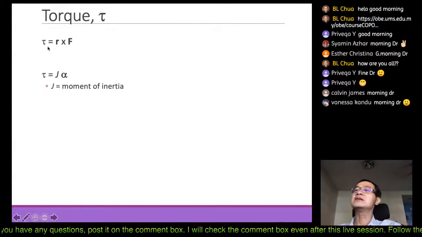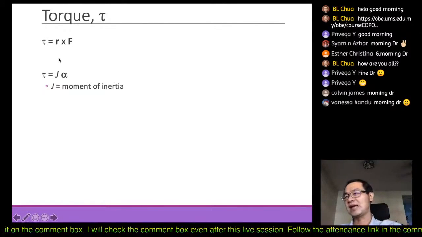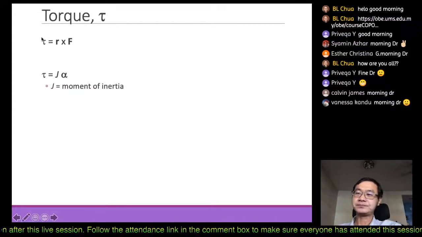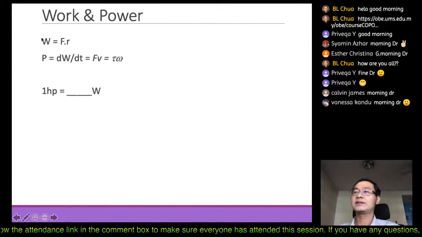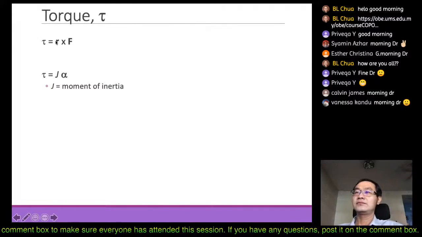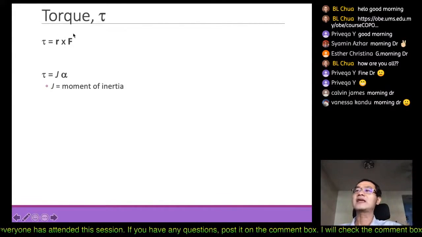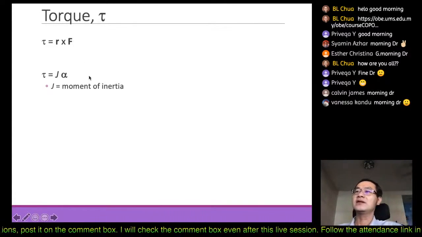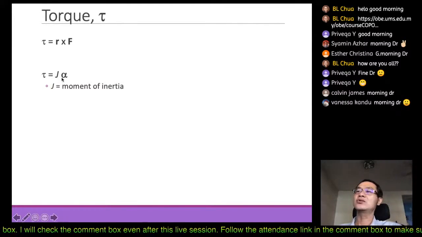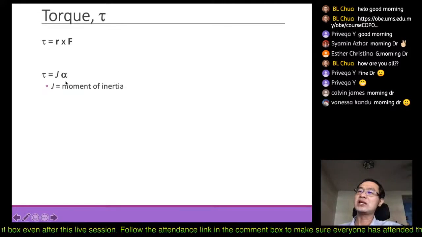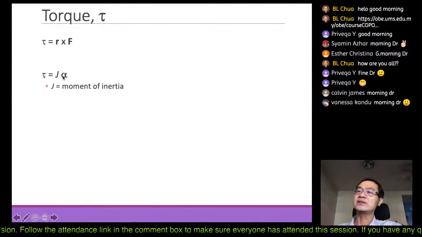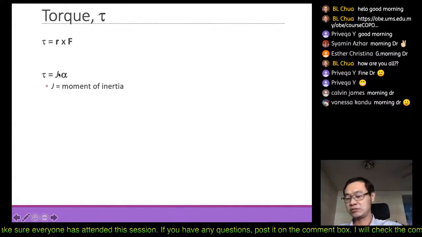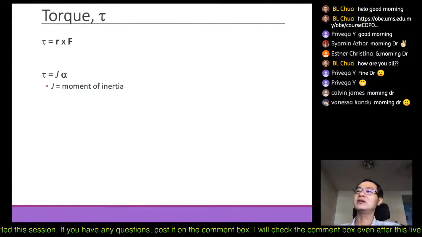The motor should be able to cater for this. If we know the rated torque, we can estimate the maximum force that it can carry. Similarly, we also have torque equals J alpha, and from this, every motor and system has a moment of inertia, which we will not cover how to identify.